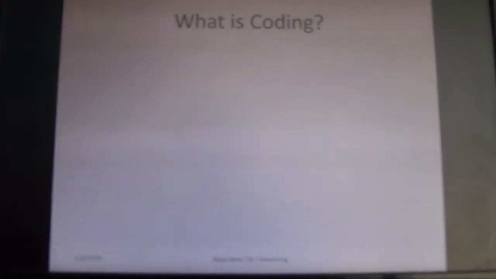So, what is coding all about? Well, coding is a simple method of writing something in a format which cannot be easily recognized by a person who does not know how to interpret.